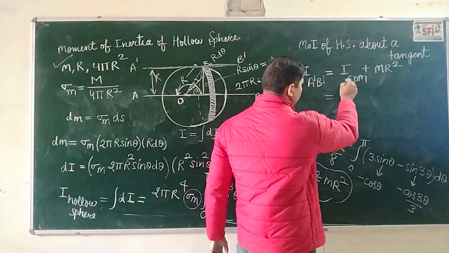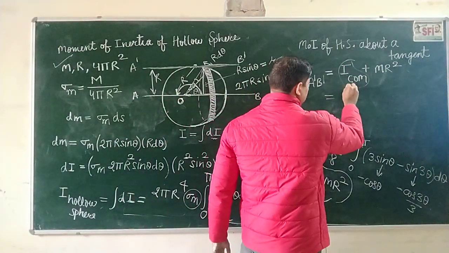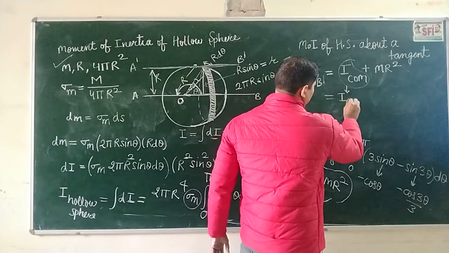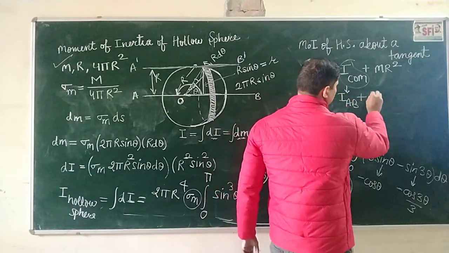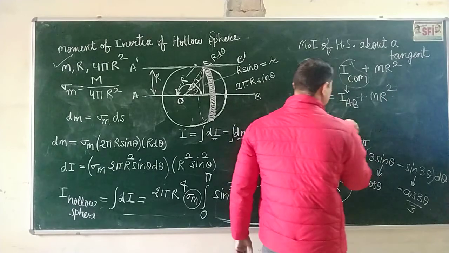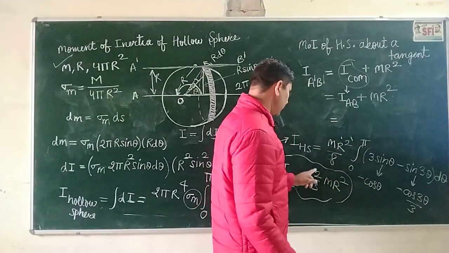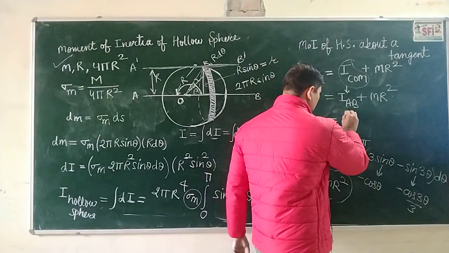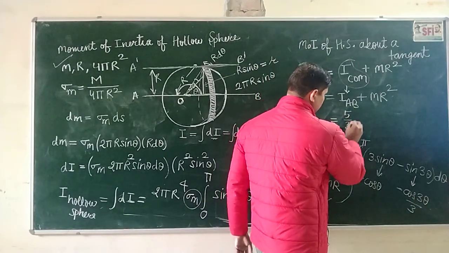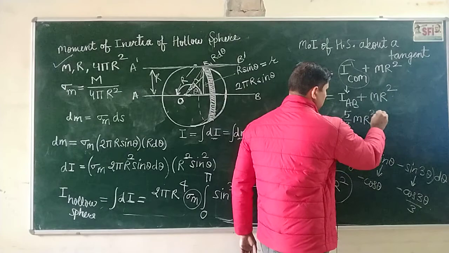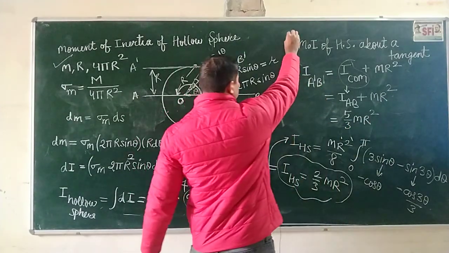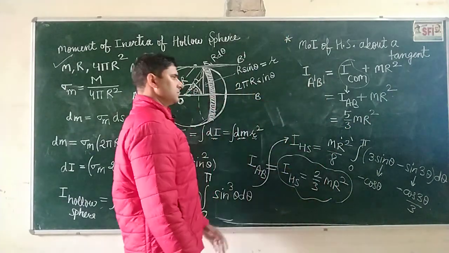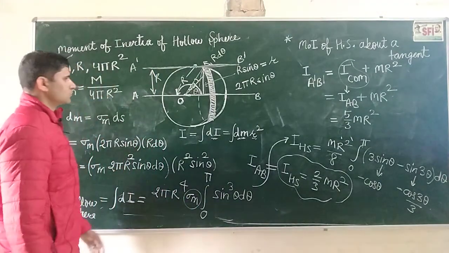If you substitute the value of the moment of inertia about AB and add it with mr square, then you will get 2 by 3 mr square plus mr square, which gives 5 by 3 mr square. Okay, so this is another subtopic of this topic.